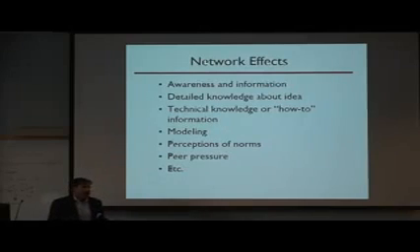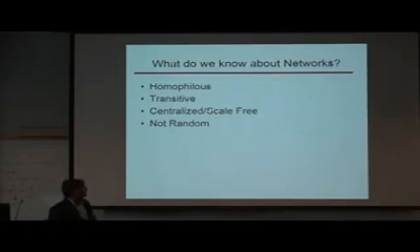And why is that? Well, the networks do a whole lot of things, right? They provide information. They give you detailed knowledge about how something works. They may send you a signal about the way to adopt that behavior, the modeling process. They communicate the perception of what is normative, peer pressure. It's a whole lot of things that get transmitted through these networks that result in behavioral adoption by the focal individual. So then the question becomes, well, what are networks and what do we know about networks?